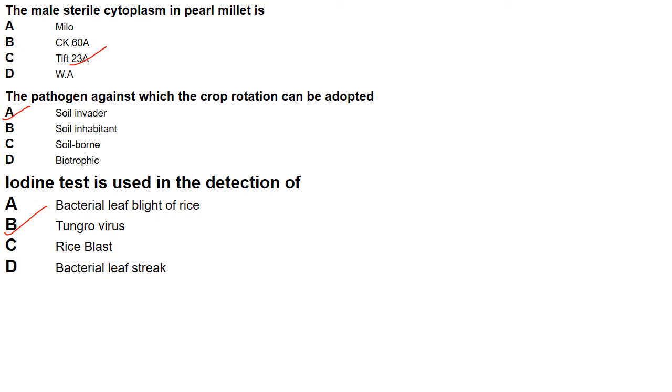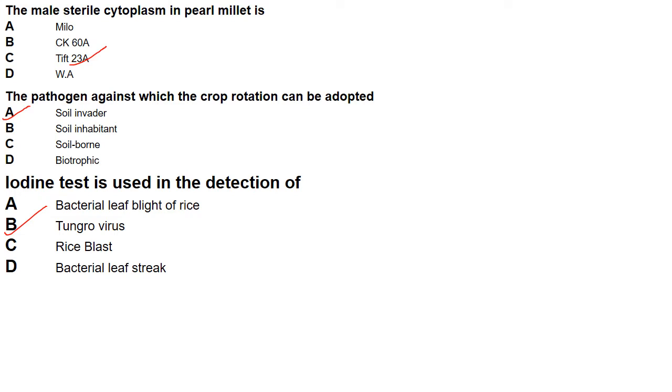Now, if you are using the monocrop type, that is monocropping, that is, growing the same crop in the same place for many years, then it will result in highly competitive pest and weed community, and this will result in increased use of synthetic fertilizers and herbicides and weedicides. So, the pathogen against which crop rotation can be adopted is soil invader. Answer is option A.